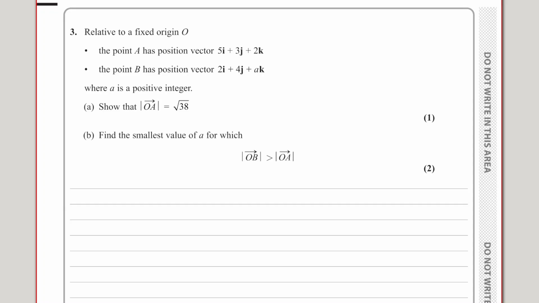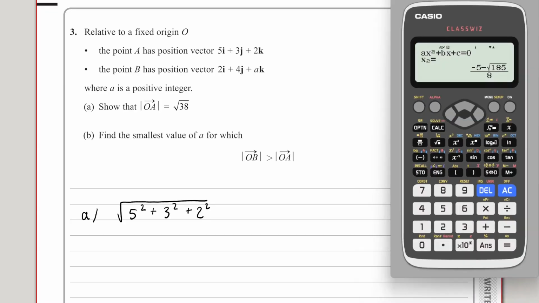So to find the distance from O to A, it's 5 in the i direction, 3 in the j direction, and 2 in the k direction. It is just the square root of 5 squared plus 3 squared plus 2 squared, which is square root 38.